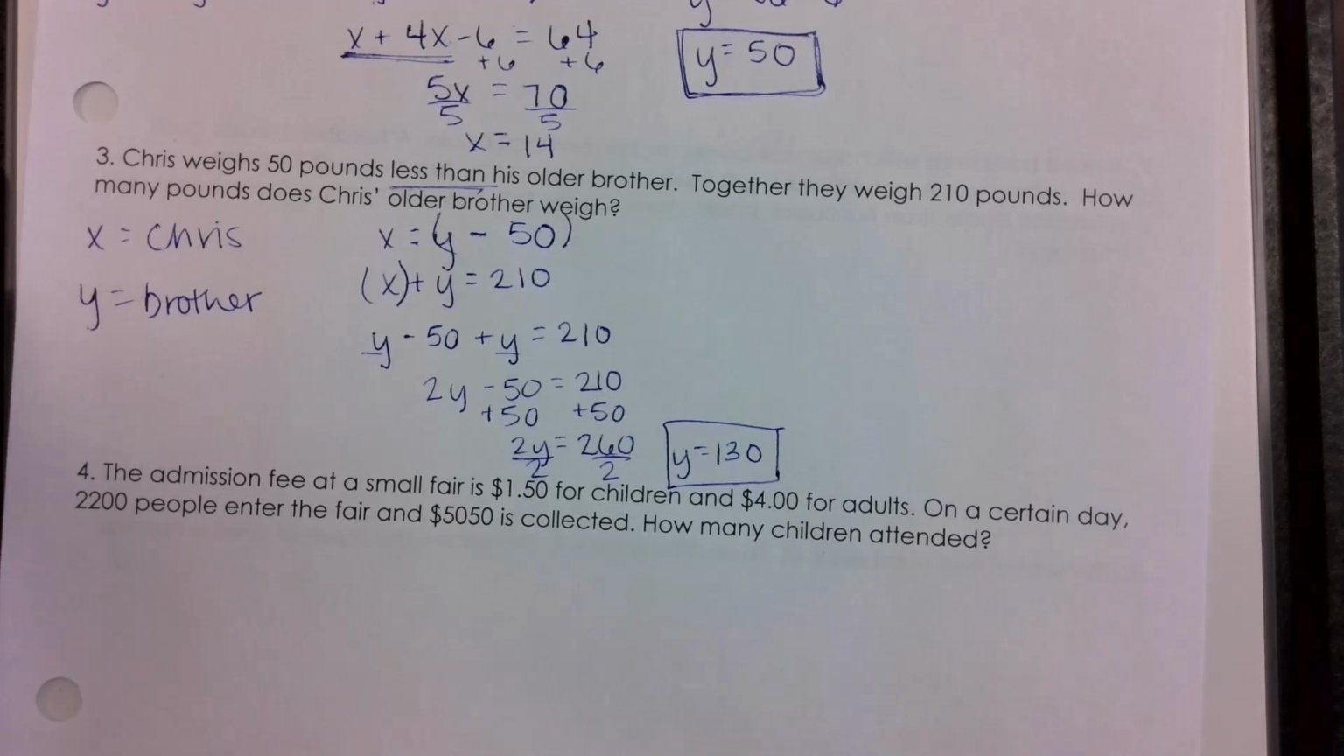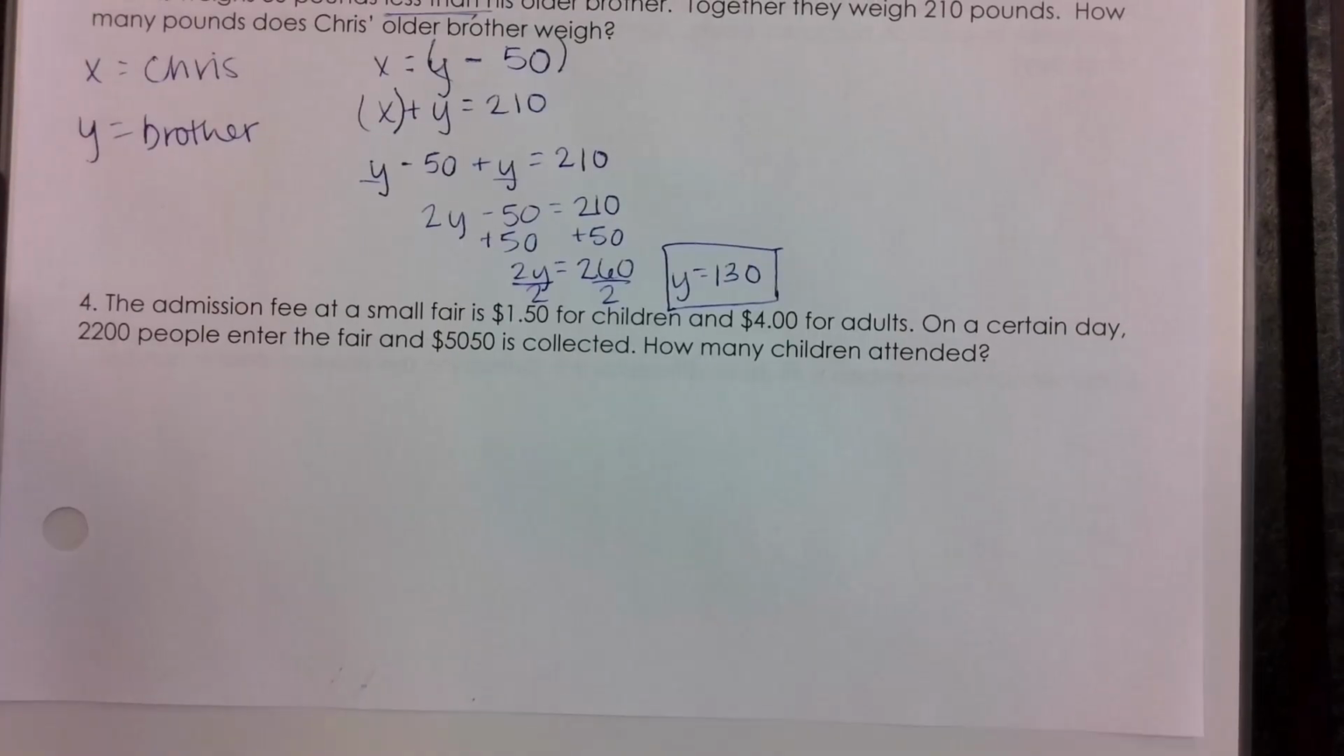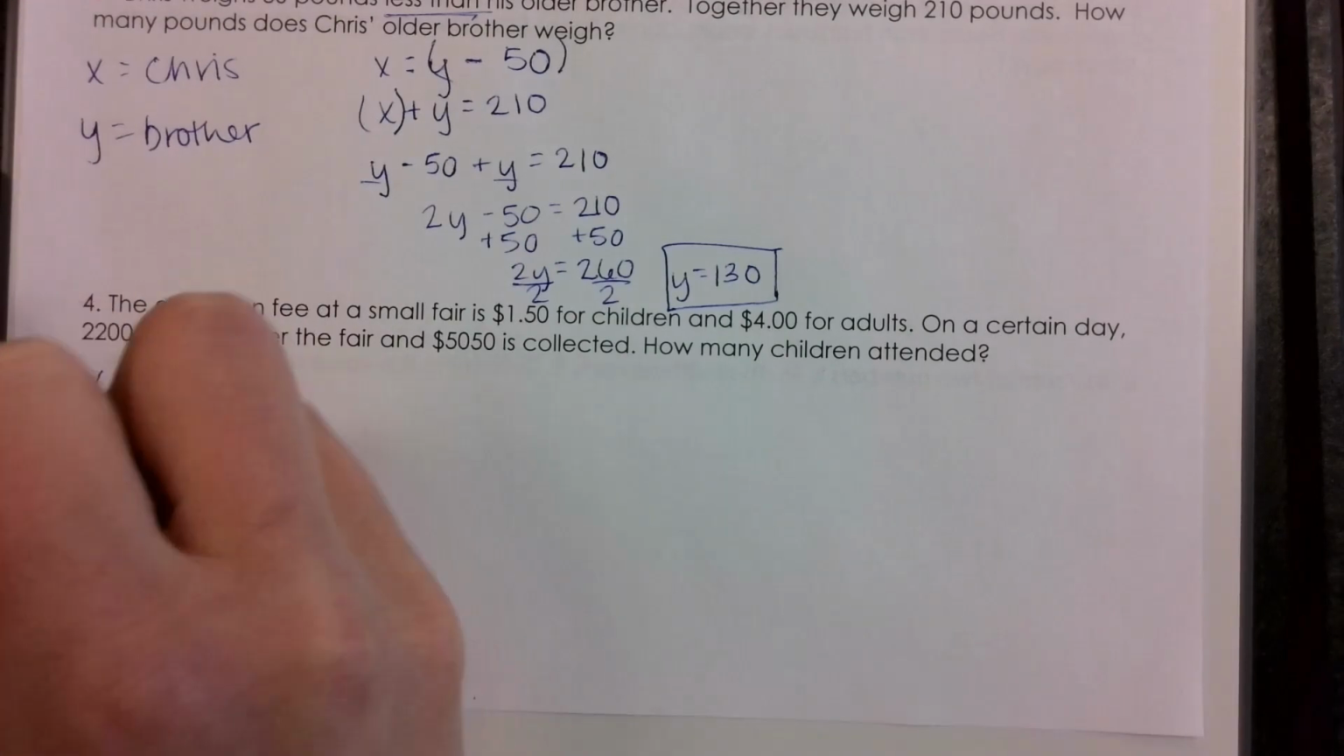Alright, looking at the next one. The admission fee at a small fair is $1.50 for children, $4 for adults. On a certain day, 2,200 people enter the fair and $5,050 is collected. How many children attended? What do you think our variables are going to be this time? Children and adults. So we could use X and Y still if y'all like that. X and Y. Which one do we want to be X?